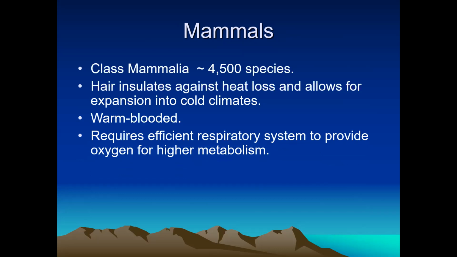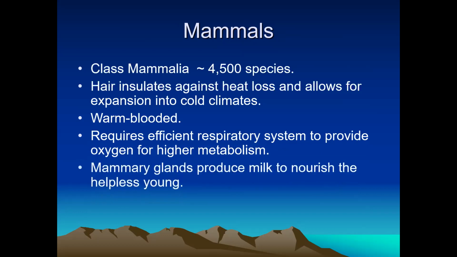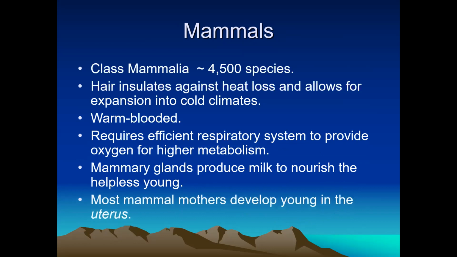We have an efficient respiratory system, and the thing that makes our class different from the others is we have mammary glands, and thus the name mammal. Mammary glands produce milk to help nourish the helpless young. Our young are probably some of the most helpless of the classes of animals. Not all, but most mammal mothers develop young in a uterus.